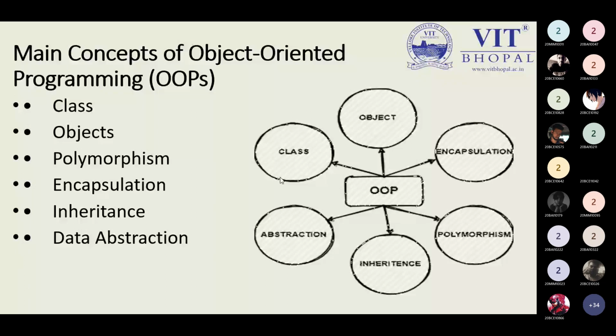So these are the things required to understand object oriented programming. Now, what are the main components object oriented programming deals with? First one is class. Next are object, polymorphism, encapsulation, inheritance, and data abstraction. These are the important components which describe object oriented programming in detail, and from them we will try to understand the entire concepts of object oriented programming.